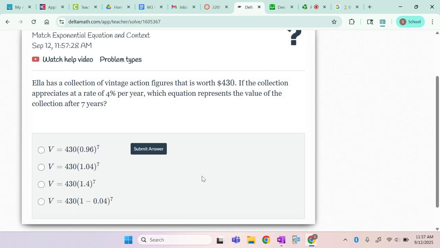So you're clicking on the first section that's labeled match exponential equation in context. It's the third one down. And you should see this exact problem. It should be the same problem for everyone.